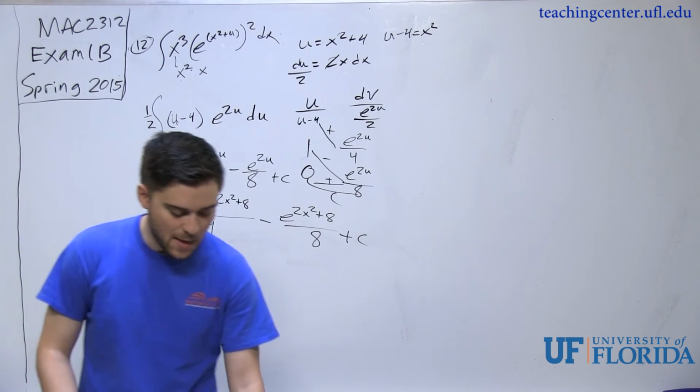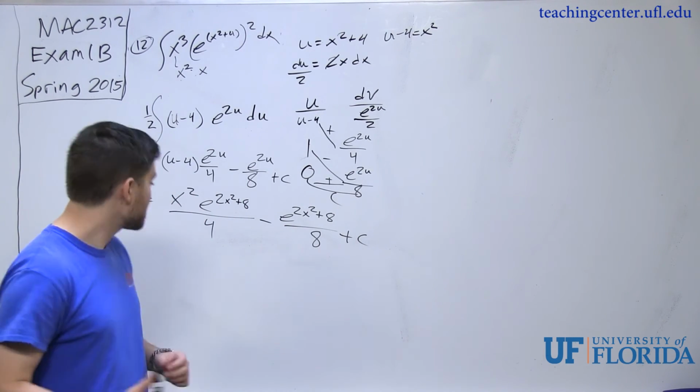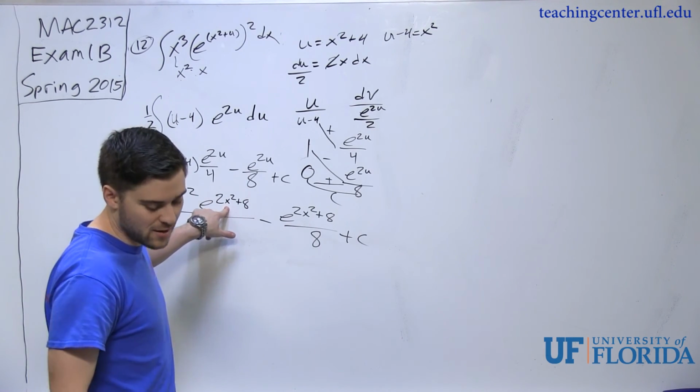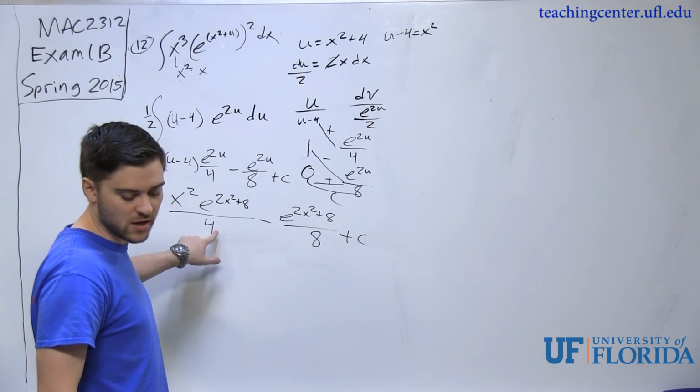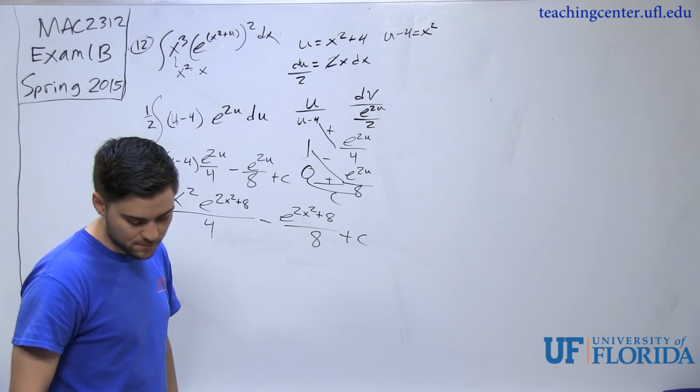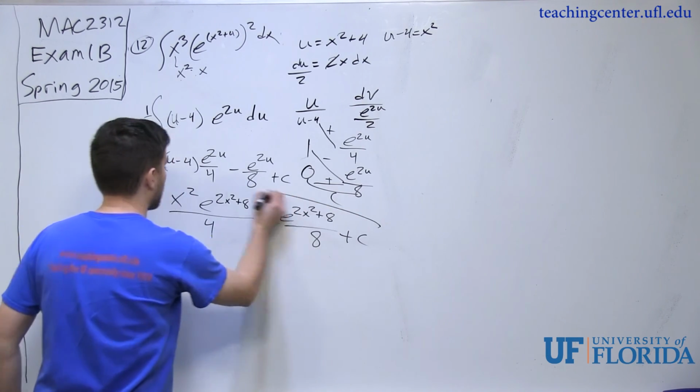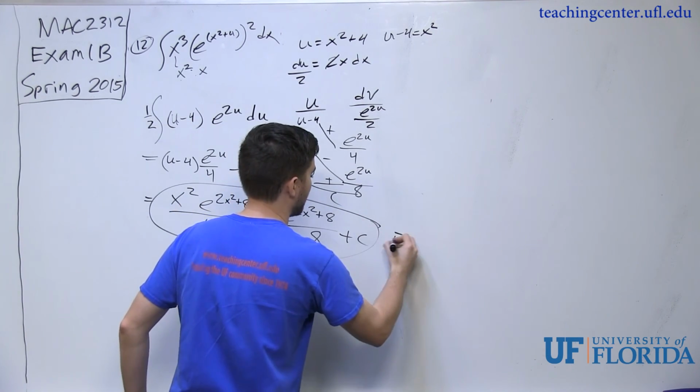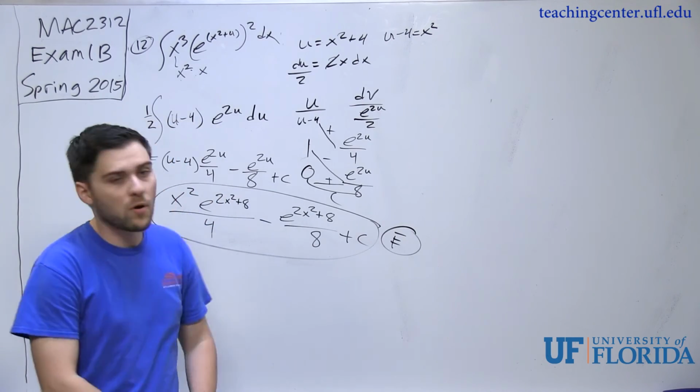Now the question is, does that match any of my answers? It looks like it does. It matches letter E: x squared e to the (2x squared plus 8) over 4, minus e to the (2x squared plus 8) all over 8, plus C. So letter E is the correct answer for problem number 12.